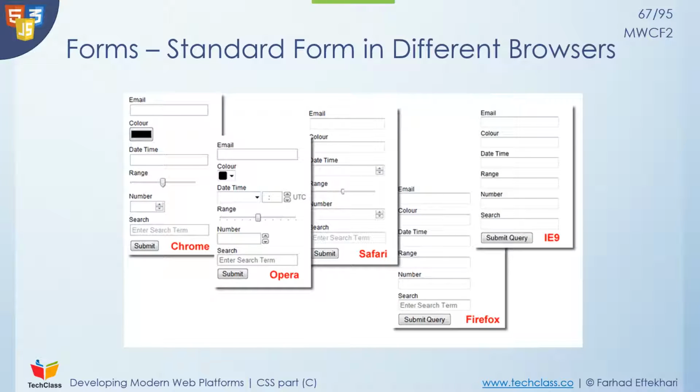Alright, now you can see here for form elements, here is a standard form in different browsers. Here you can see in Chrome, Opera, Safari, Firefox, and Internet Explorer version 9, somehow some styles are different. There are default styles in these major browsers, and you can see that even with them, the way they are showing them is not exactly the same.